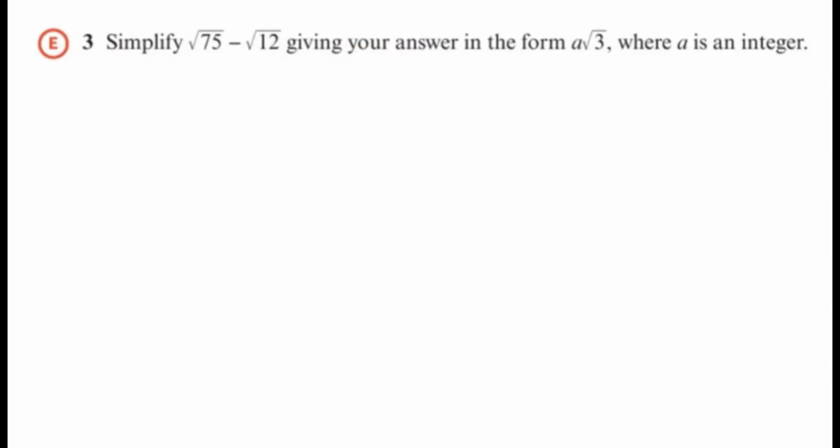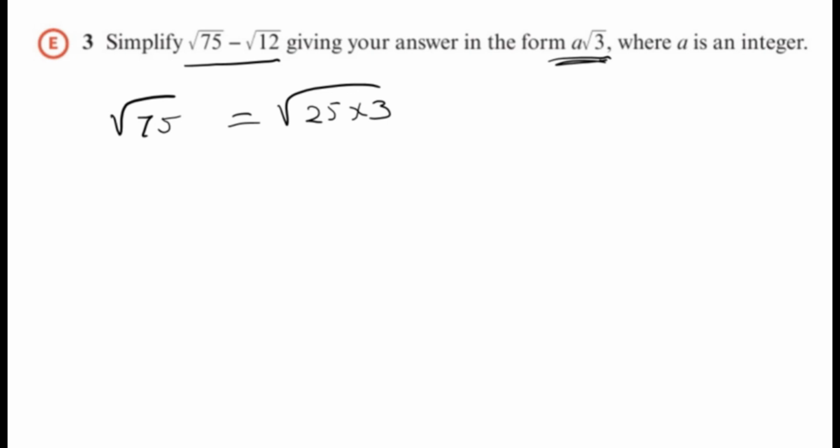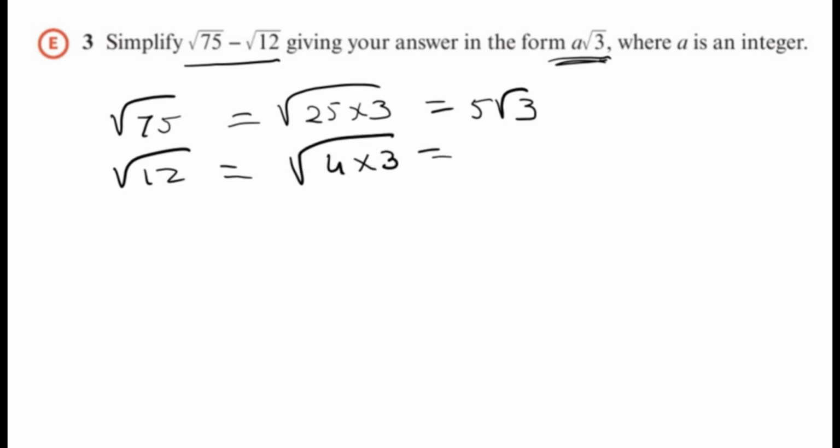Question 3, simplify root 75 minus root 12 and give your answer in the form of a root 3. So here we know we need root 3 as our answer. So try to convert root 75 into a form of root 3. I can write it as 25 times 3, and I know root 25 is 5, so 5 root 3. Root 12 is 4 times 3, and root 4 is equal to 2, so 2 root 3.